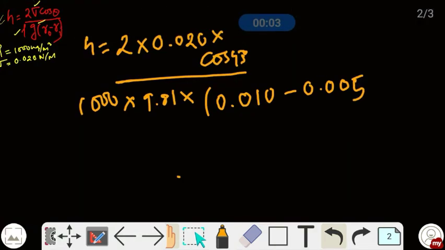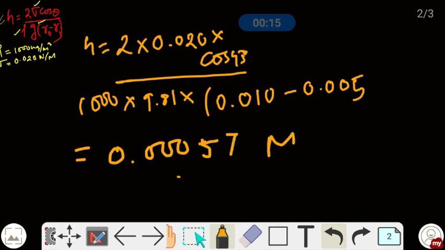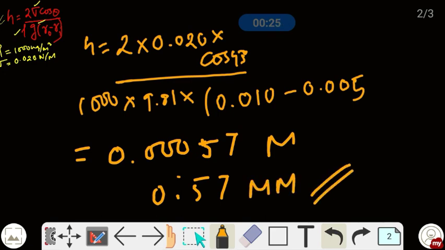we will get our answer: 0.0057 meter, which can also be written as 0.57 mm. If you mark here, the capillary rise will always be very less.